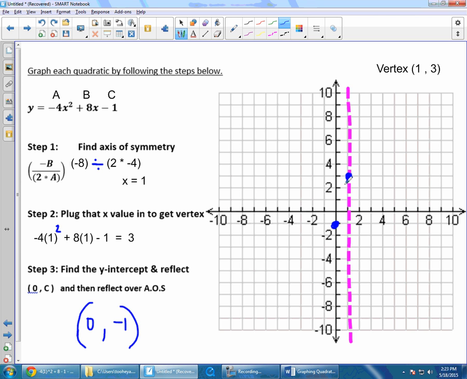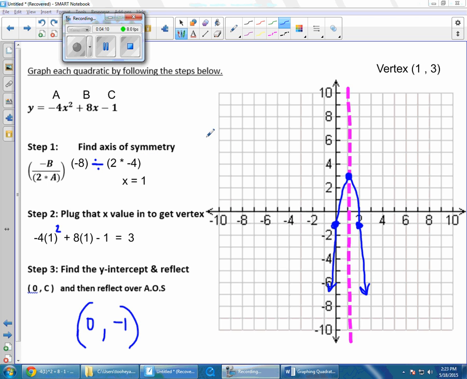So I know that it's going to open down. It's going to go this way. The other one I would reflect: from here, I went right 1 and down 4. And there's what my quadratic would look like. This should help you with graphing quadratics in your exam review study guide.